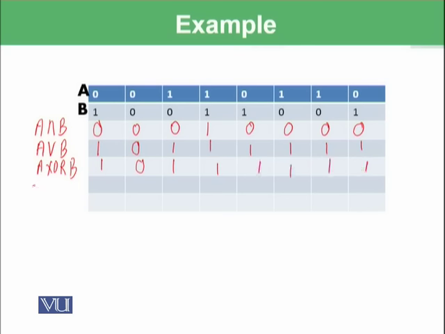And if you want to compute NOT of A, it will convert 0 to 1, and 1 will be converted to 0. Similarly, NOT B would be: this 1 will be converted to 0, and so on, giving 1, 1, 0, 0, 1, 1, 0.